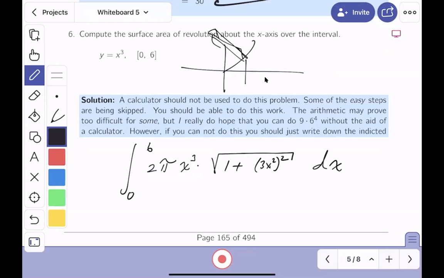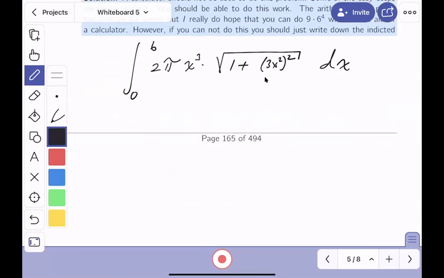Well, looks like a tough one. So again, if the numbers get really difficult, I'm going to bog down and say I can't do that. Let's take a look at this. 2 pi, 0 to 6, x cubed, and what do you get over there? 1 plus 9x to the fourth, dx.